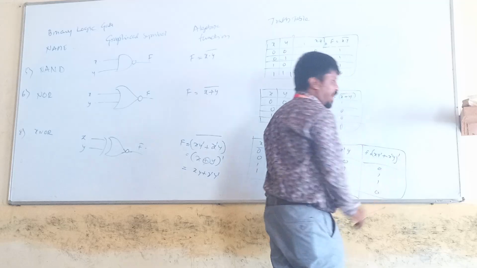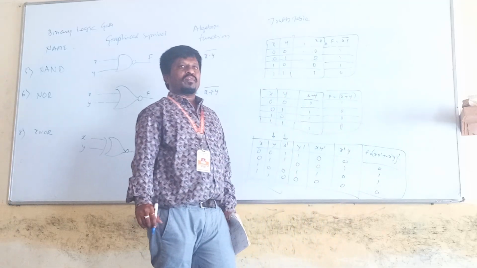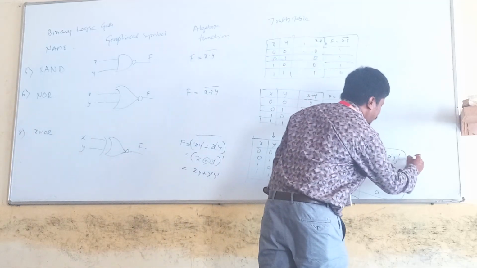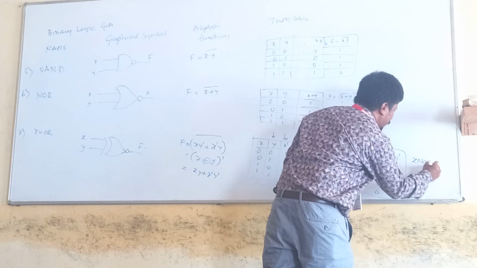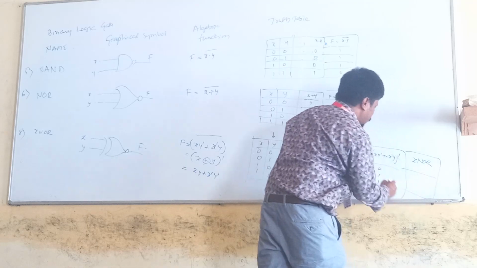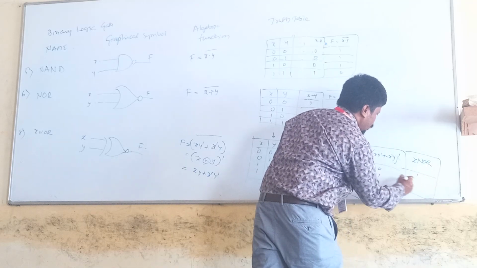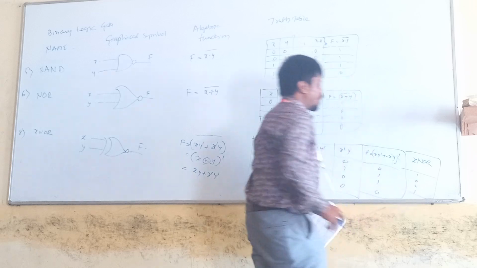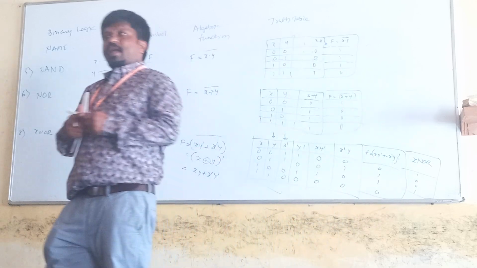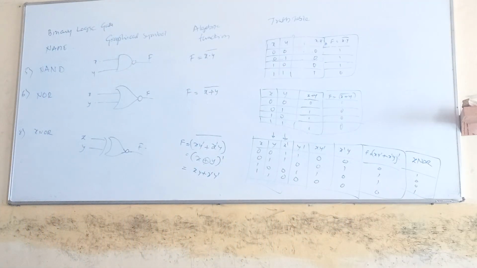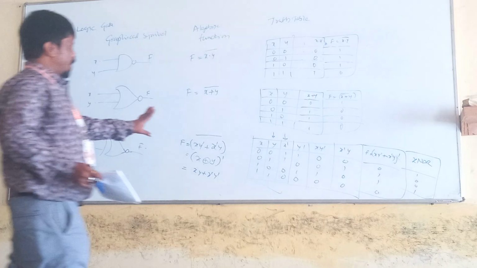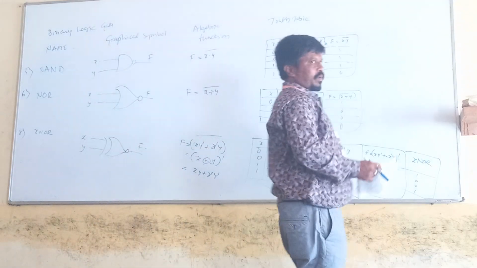When adding the NOT to the output of the XOR, we get the XNOR. The XNOR output is the complement of the XOR: change 1 to 0 and 0 to 1. These are all basic things. In the coming classes I will not explain each and every step here.